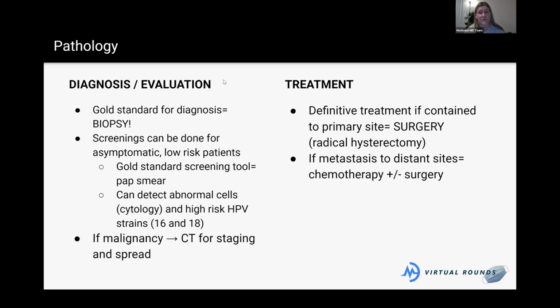And then if they respond well to the chemo, we can do surgery and then do more chemo afterwards. But really, the main prognosis for survival is whether it's metastasized or not. And so doing this CT scan is important before deciding the treatment.